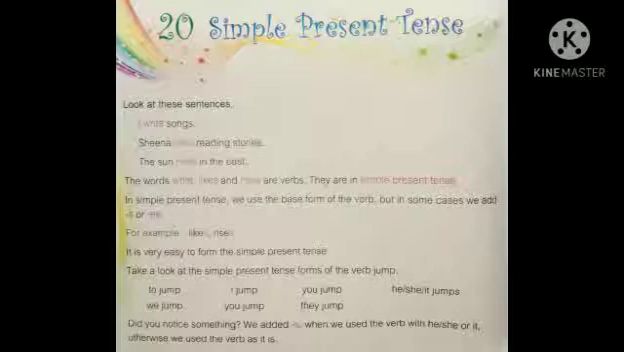Did you notice something? We added s when we used the verb with he or she or it. Otherwise, we use the verb as it is. Students, I taught you earlier that whenever he, she, it comes, we have to add s to the verb to make the sentence in present tense.